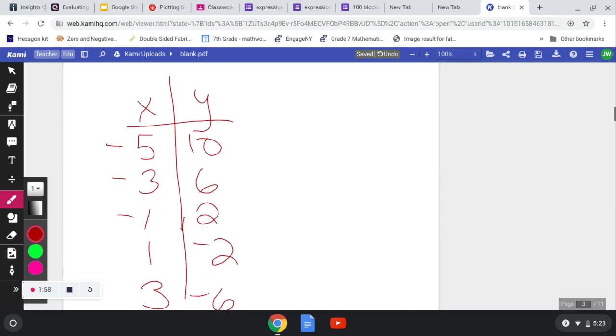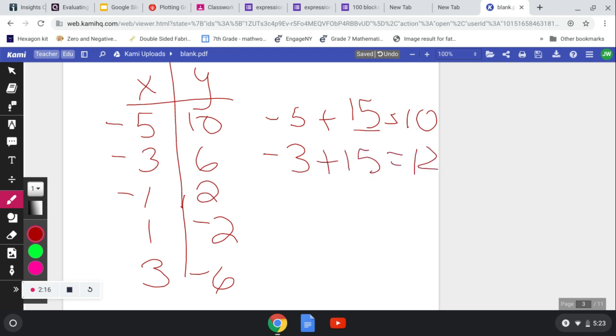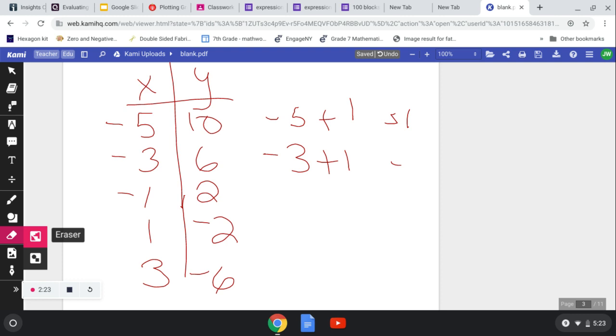So let's say we have this table. We go from -5 to 10. If I look at -5, can I add some number to equal 10? Well, to do that, I would have to add 15. Does that work for the next one? -3 plus 15 is going to give me 12. That does not work because I needed 6 as an answer. So since adding won't work, I'm going to go back up here and we're going to look at multiplying.